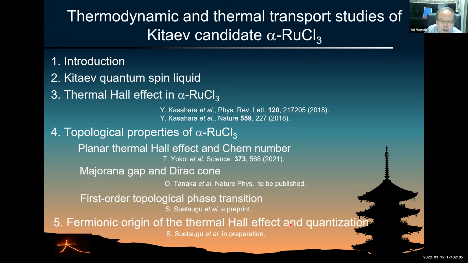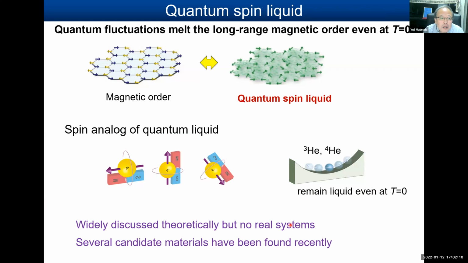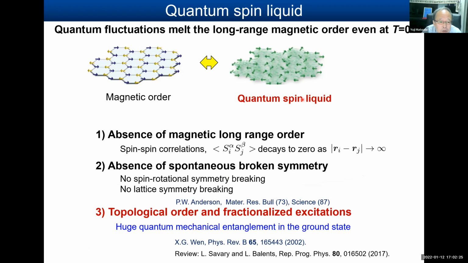A quantum spin liquid is a material in which the quantum fluctuation melts the long range magnetic order even at T equals zero. This is a spin analog of the quantum liquid, such as helium-3 and helium-4. And there are several requirements for the quantum spin liquid. The first is the absence of magnetic long range order, and the second is the absence of spontaneous symmetry breaking.